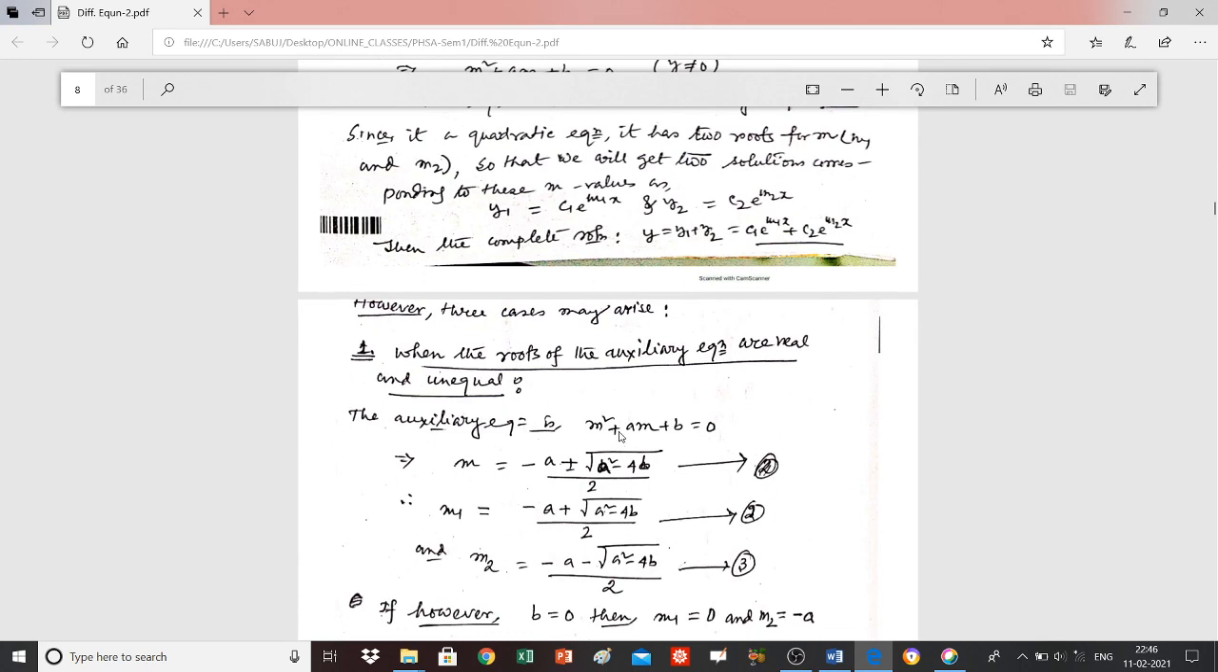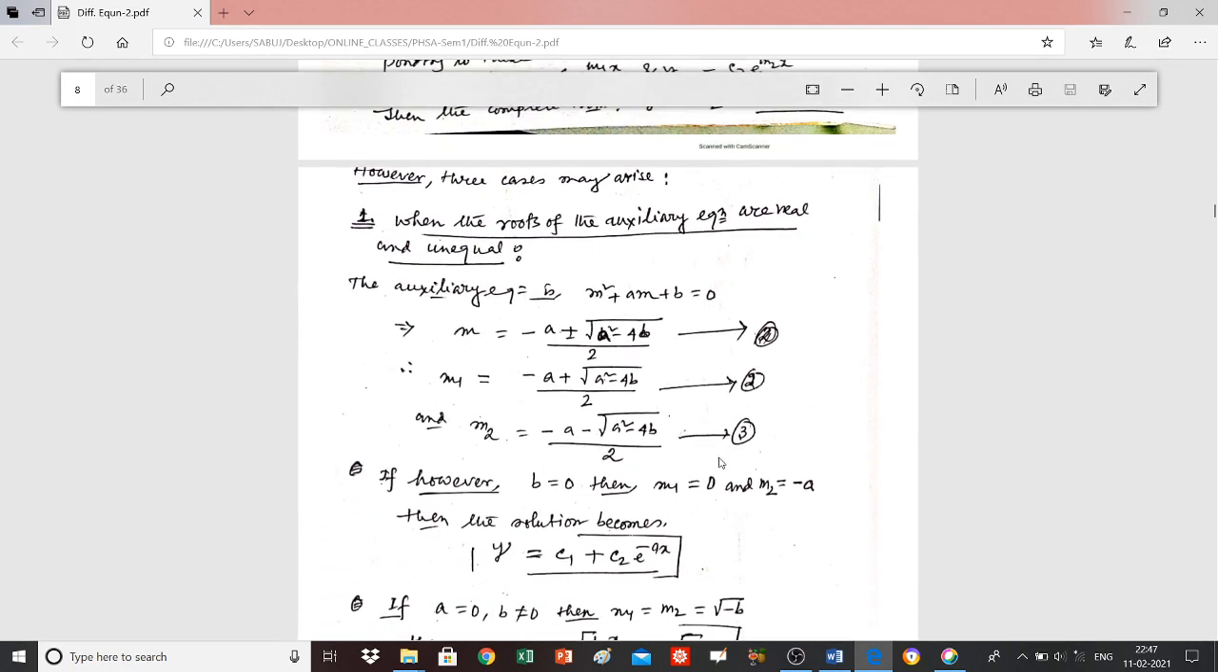So you have already obtained that the auxiliary equation of the second order homogeneous differential equation is m squared plus am plus b equals 0. And from here you can write m is equal to minus a plus minus root over a square minus 4b by 2, using Sridhar Acharya's rule. So from here two values of m can be easily understood from this expression. So m1 is equal to minus a plus root over a square minus 4b by 2, and another one is m2 is equal to minus a minus root over a square minus 4b by 2.